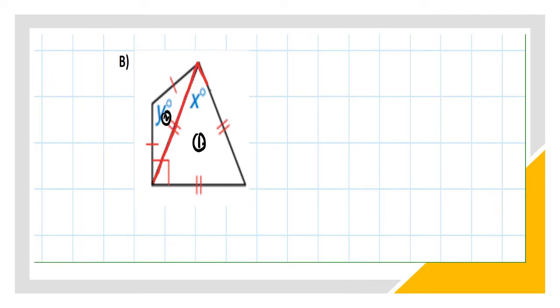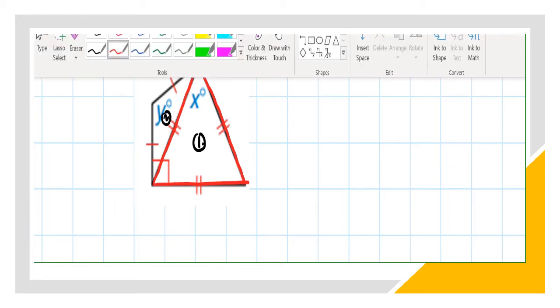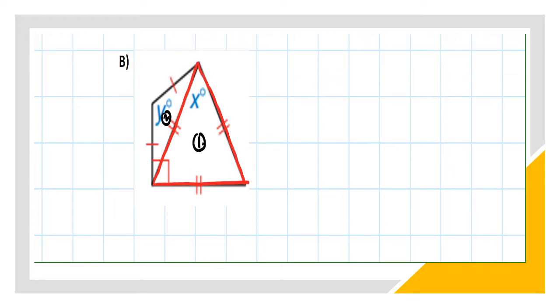For the second one, I'm going to have a similar approach. I'm going to label one of the triangles 1, the second triangle 2. I always start with my equilateral triangles because those give me the most information. I know that all three sides are going to be the same, and I know that all three angles are going to be the same.